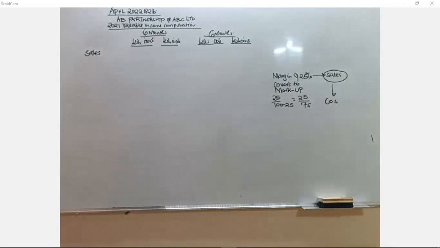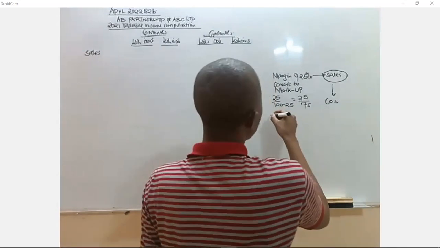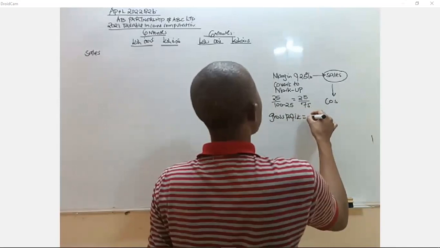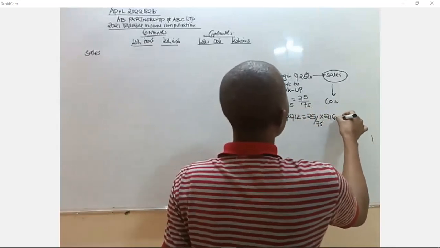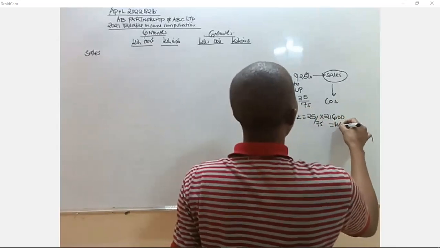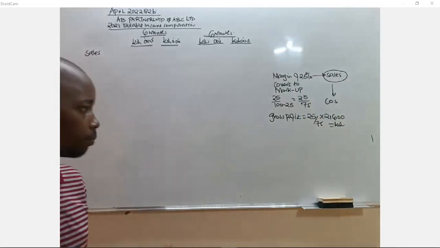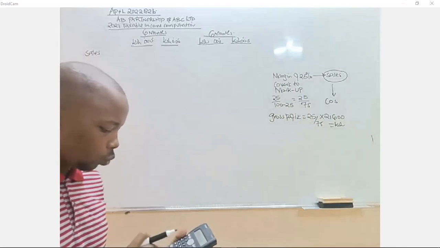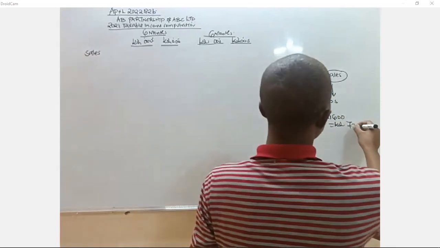Once I get my gross profit, I will be in a position to get my sales. So how am I going to get it? To get my gross profit, I just need to take 25 over 75 times the cost of sales, which I am given as 21,600. How much is my gross profit? It is very simple: 25 divided by 75 times 21,600. I am going to get 7,200.